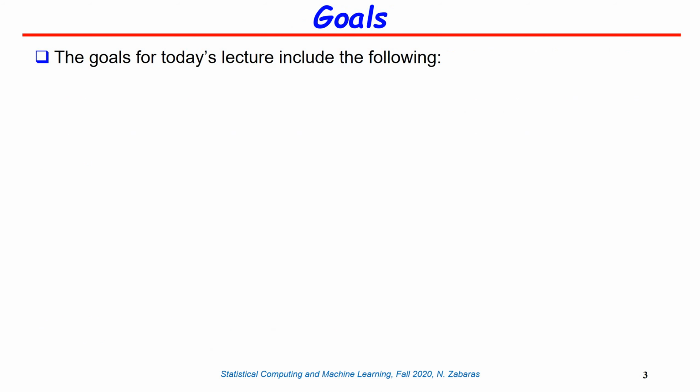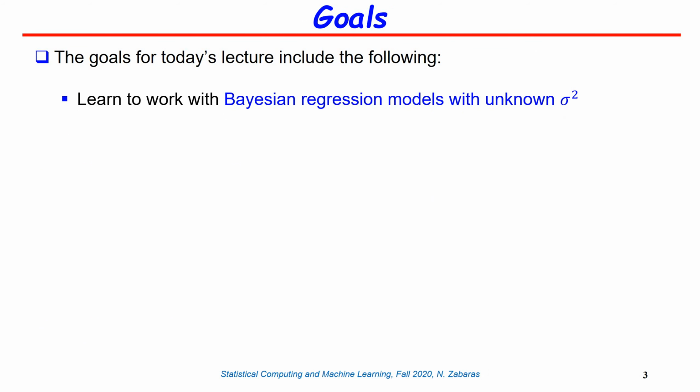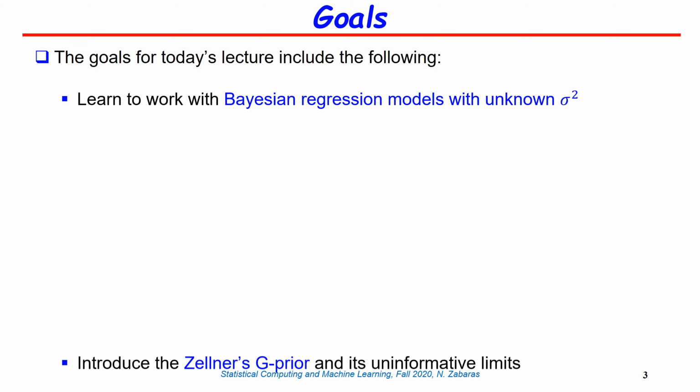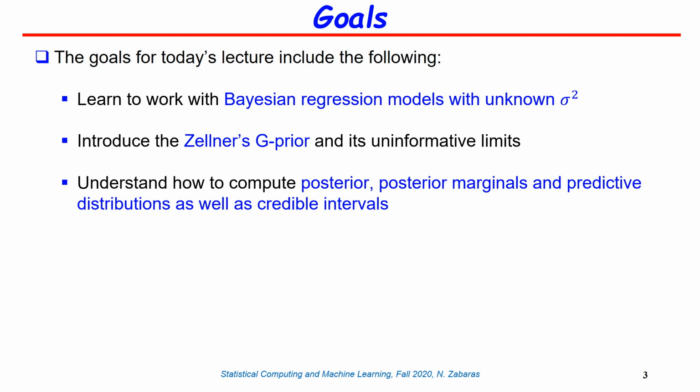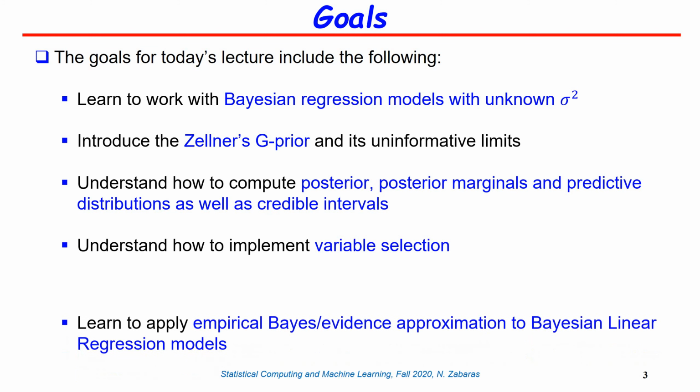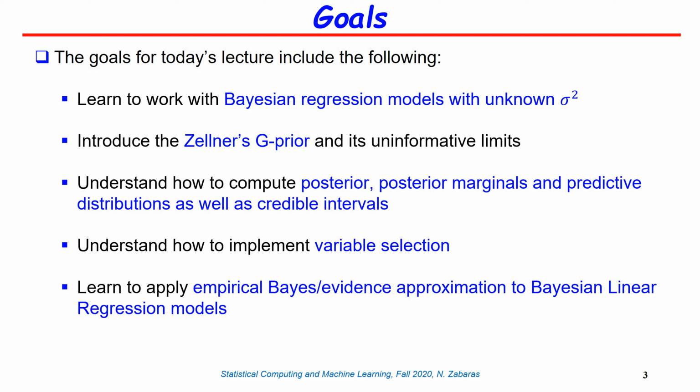Alright, so the goals for today's lecture will be to discuss regression models with priors on both W and sigma squared, to introduce the Zellner's G prior, use that to compute posterior marginals, the predictive distribution, evidence, as well as credible intervals. And in some sense, we will use these credible intervals to give one example of applying variable selection in our regression model. And then I'm going to give you a few more examples that you can play with both in the algebra and in computation that relate to the evidence approximation.